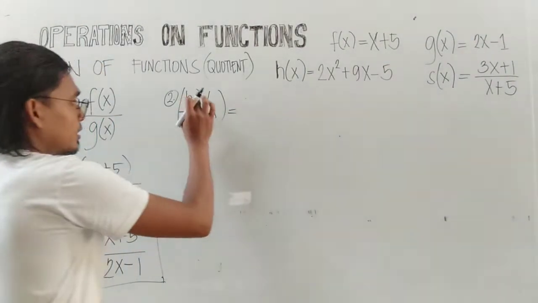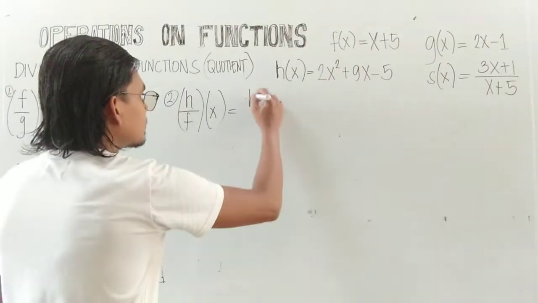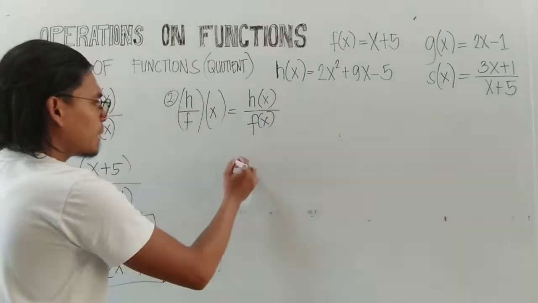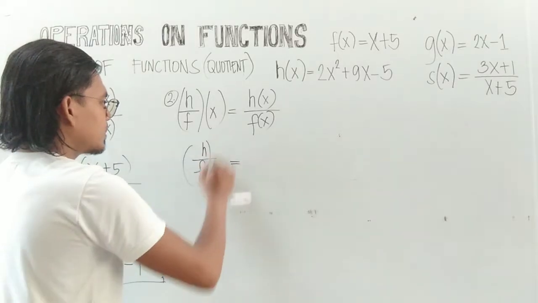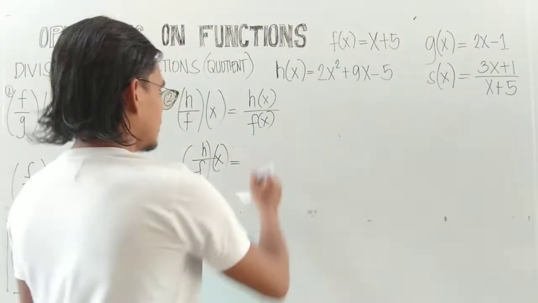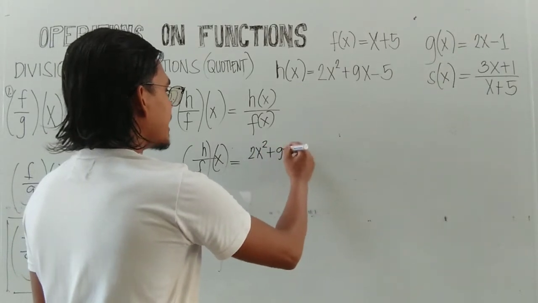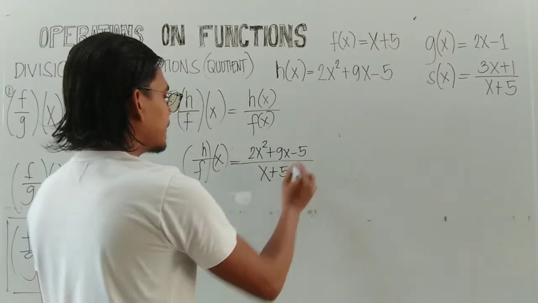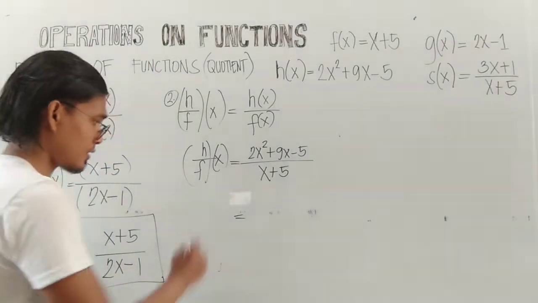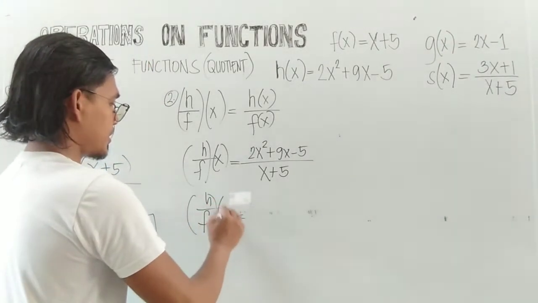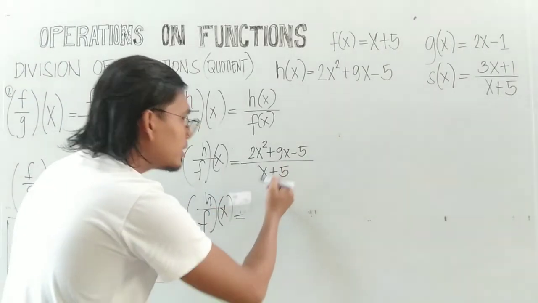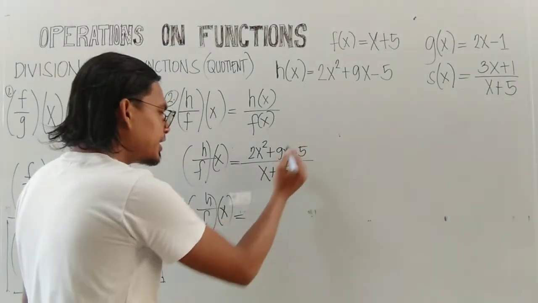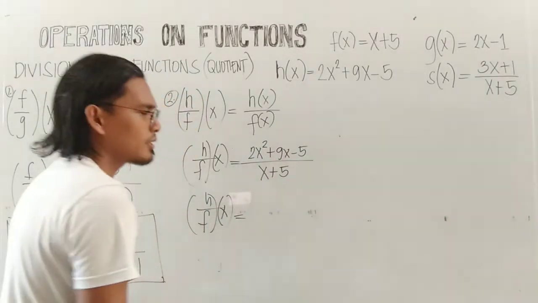Okay, so let's continue. The quotient of h and f of x is equal to h of x over f of x. By substitution, we have h over f of x equals h of x, which is 2x squared plus 9x minus 5, divided by your f, which is x plus 5. Okay? So most of us will do it as we are trying to find the similar terms, and some will directly delete or cancel the following, so it's not.